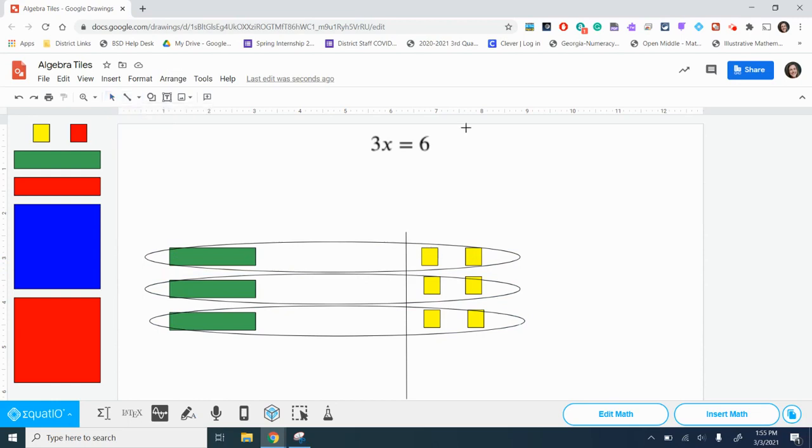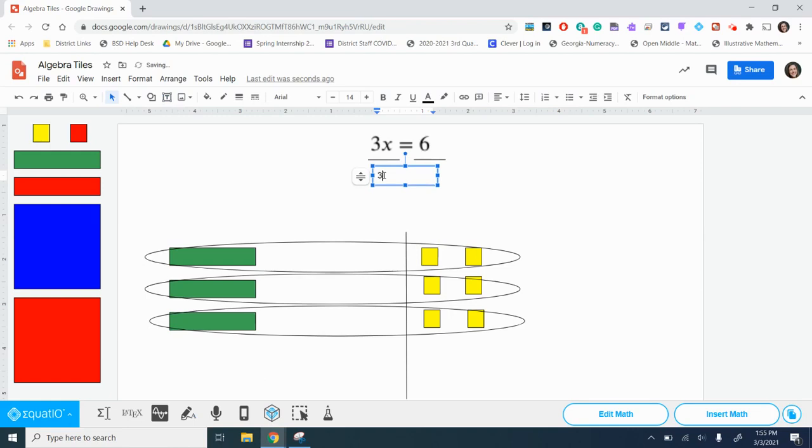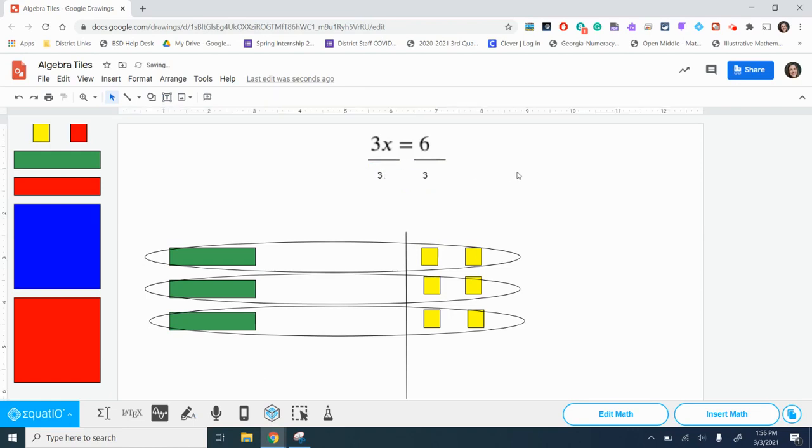When we separate into equal groups, what's a math term for that? Well, it's division, right? So we're actually dividing 3x and 6 into 3 equal groups. So I'm going to put a little note down here to show what we've done. So I've divided 3x by 3, and I've divided 6 by 3.